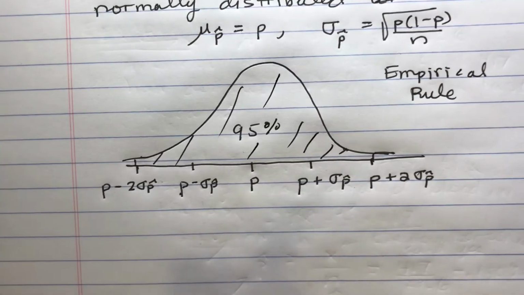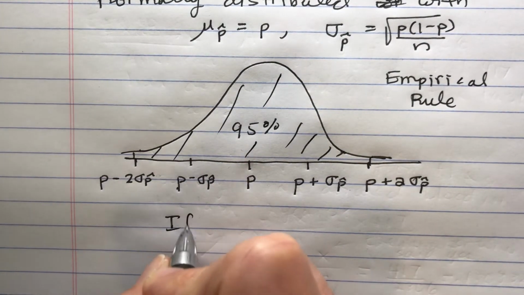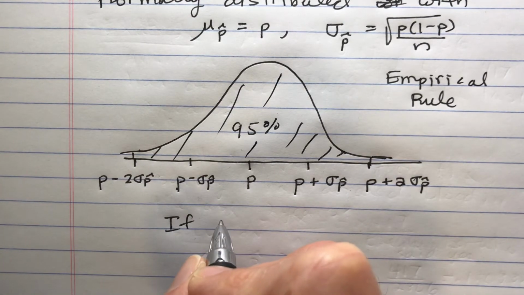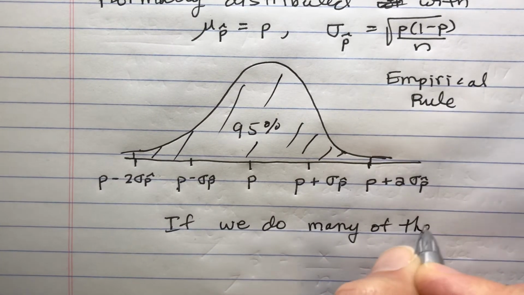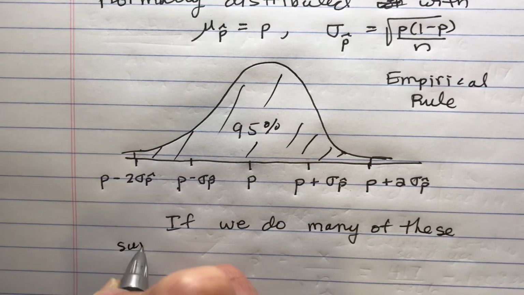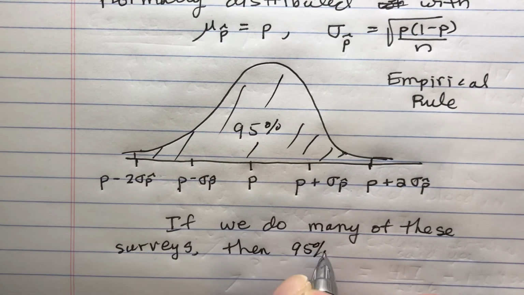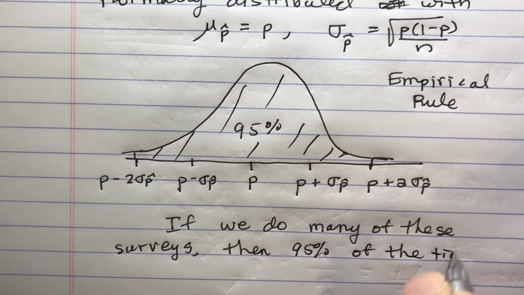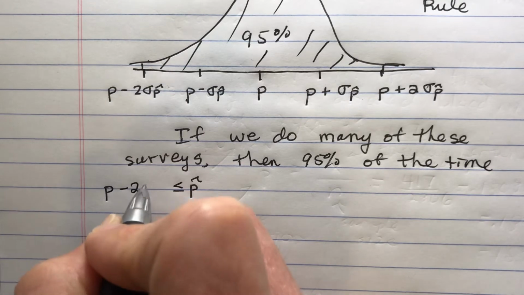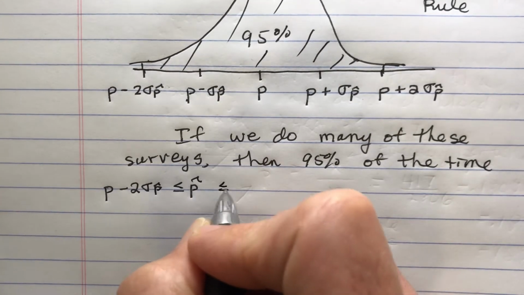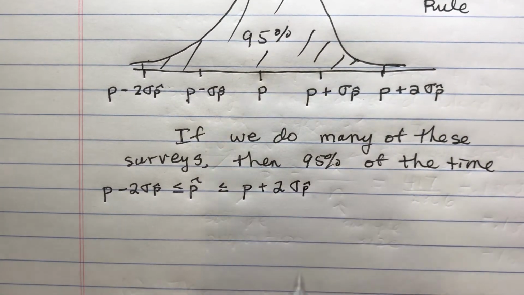Okay, so what does that mean, the population? That means that if we do many of these surveys, which is unlikely that I can do because it's such a large number, then 95% of the time, p hat is going to lie between p minus 2 sigma p hat and p plus 2 sigma p hat. That's 95% of the time.